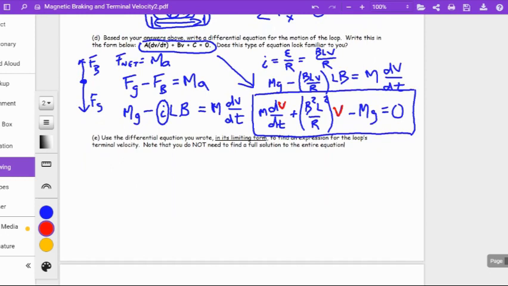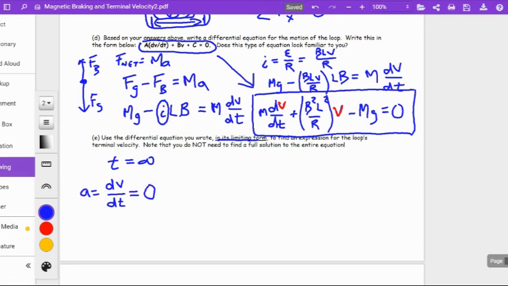Okay, the next part here says use the differential equation that you wrote in its limiting form to find an expression for the loop's terminal velocity. Note that you do not need to find a full solution for the entire equation. So what this means is that when you're at terminal velocity, after a lot of time has gone by, you will no longer be speeding up. You will no longer be accelerating, right? Your acceleration is going to be equal to 0.